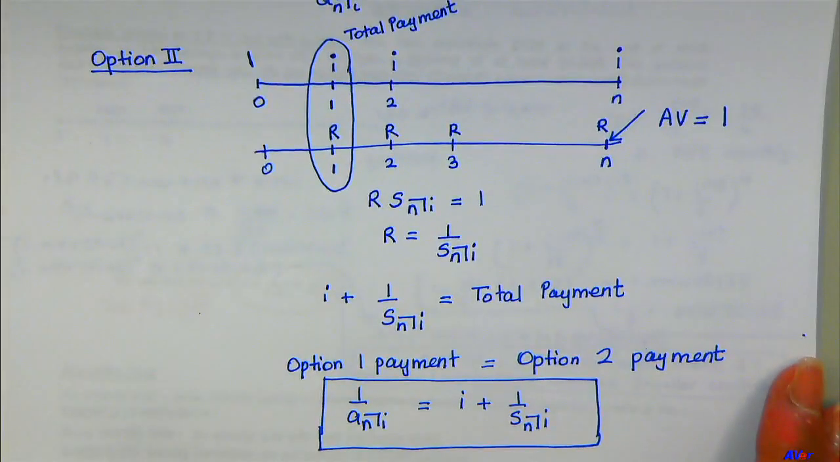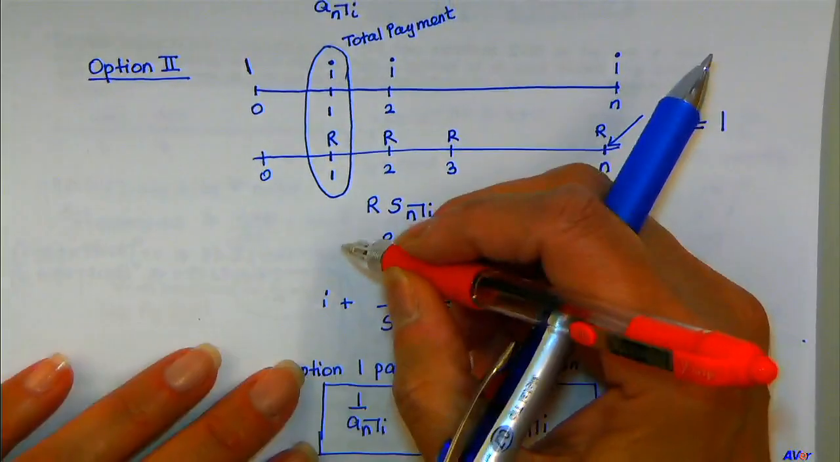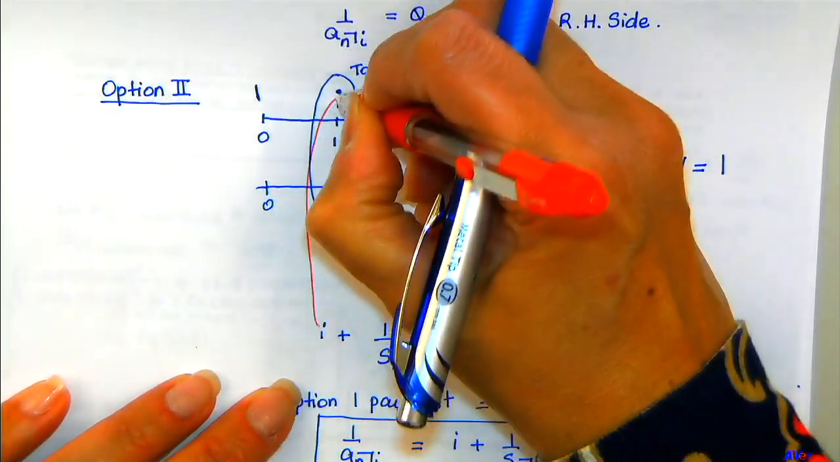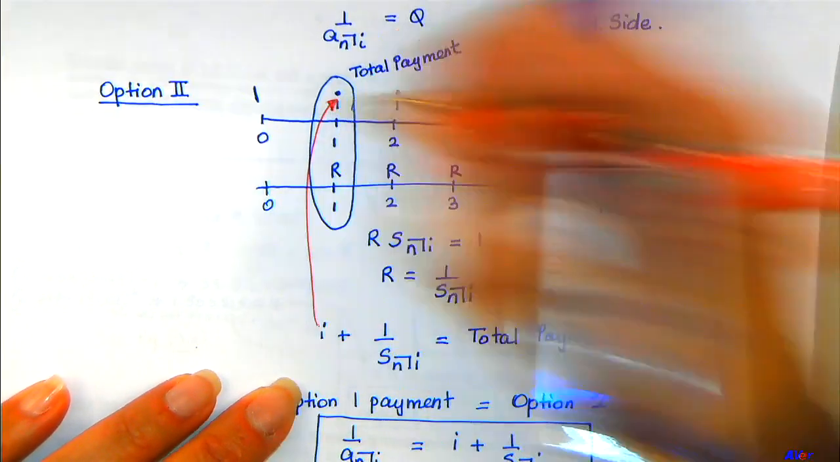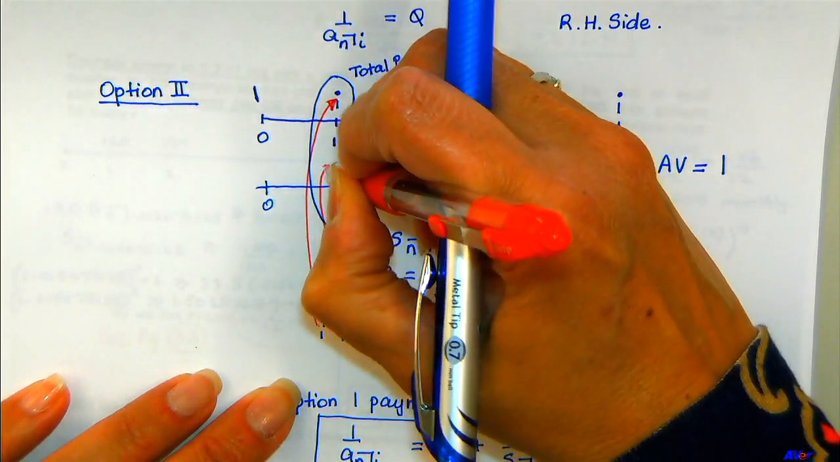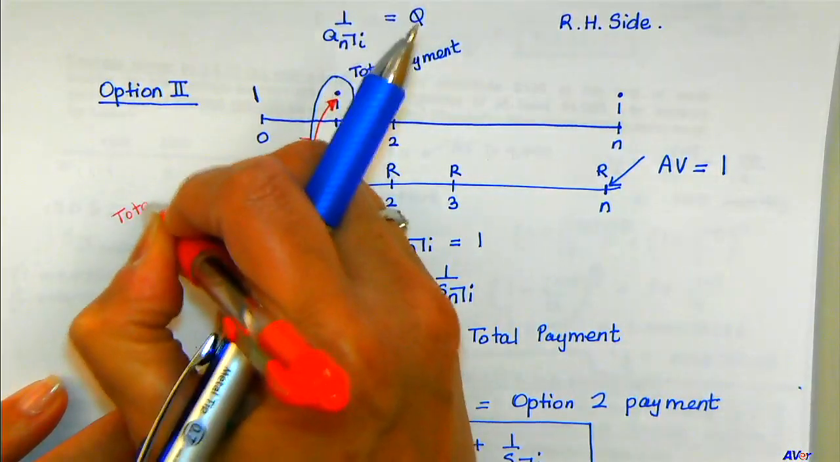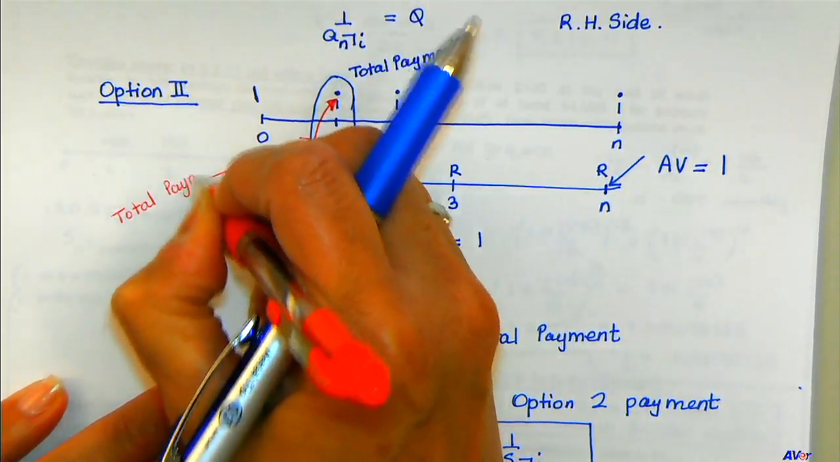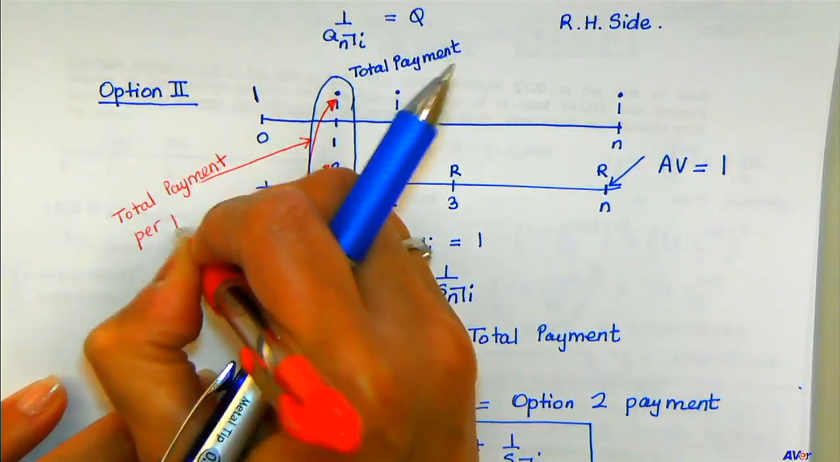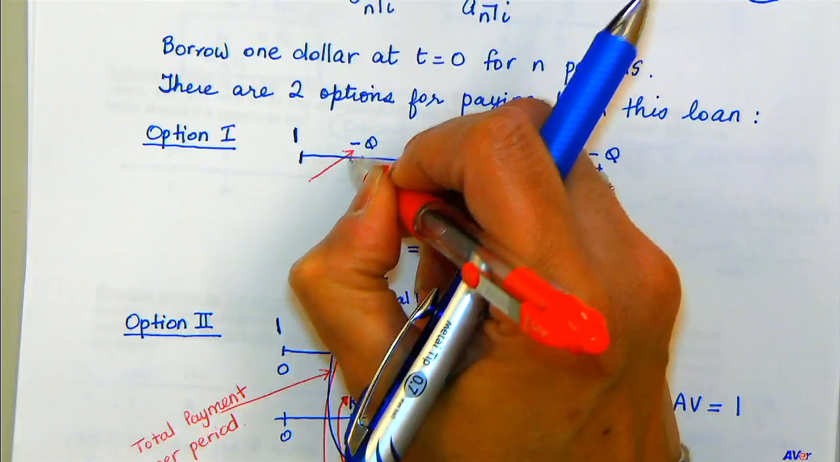Because when you did R S angle N at I equals 1, and then you put an I in the next line. Here? Yeah. So this I is this payment that you're going to pay the lender to keep him satisfied. And this 1 over S angle N at I is equal to R. And I'm saying that the total payment for the year or the period, total payment per period, is this, the total payment per period, option 1. Follow?